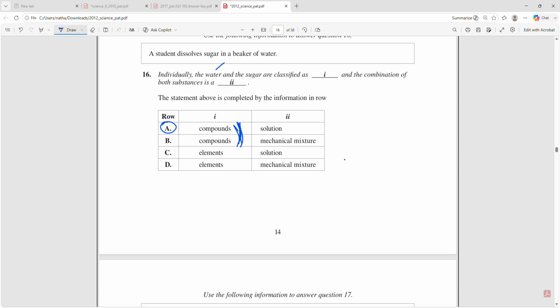And the combination of both, sugar and water, is either a mechanical mixture or a solution. Well, it's a solution because it dissolves into the water and it appears to be a liquid, even though there are sugar molecules in the water. If it was a mechanical mixture, we would see the sugar floating around. It would be mixed in, but it would be visible. It would not have dissolved into the solution.